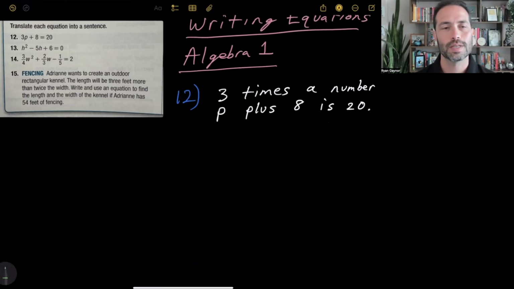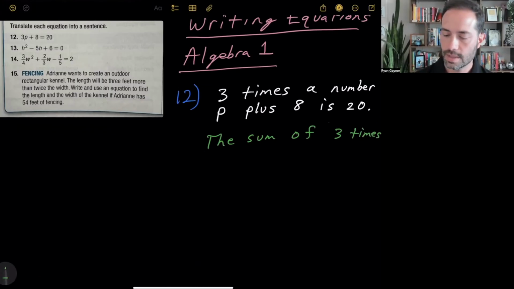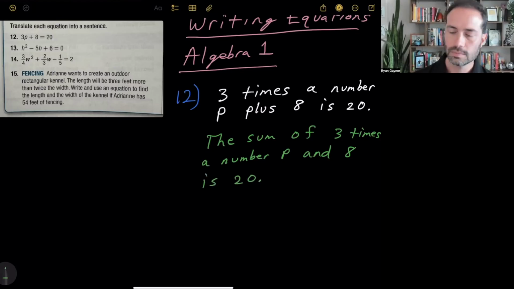I am going to give you a slightly different option. Both work. Let's try this: the sum of 3 times a number p and 8 is 20. The sum means the answer to an addition problem.